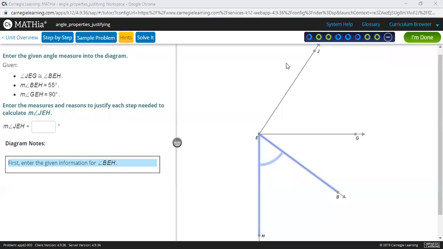All right, I'm going to do one more problem with you. So here we are given that angle JEG is congruent to BEH, the angle they have highlighted for me. I also know that BEH is 55 degrees, so I'm going to, in a moment, put 55 degrees in there. And I know that GEH, so this entire angle here, is 90 degrees. That's a right angle. Okay, so let's start with this.